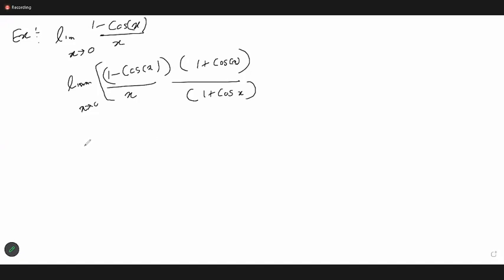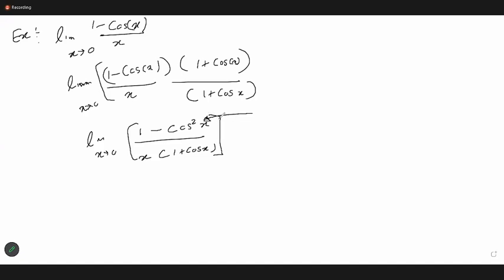Then what happens? (1 minus cos x)(1 plus cos x), so you can write 1 squared minus cos x squared. 1 squared means again 1, so 1 minus cos squared x. In the denominator we have x times (1 plus cos x). Okay, we bring the fraction up to this level. Now see what you can do. So here, 1 minus cos squared x.